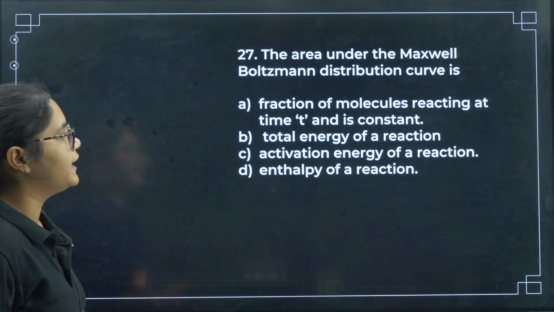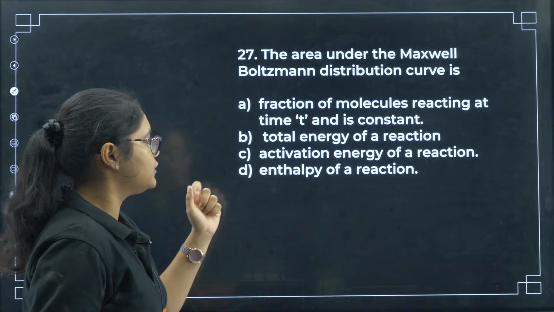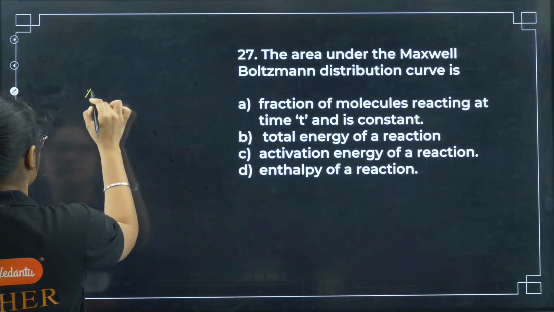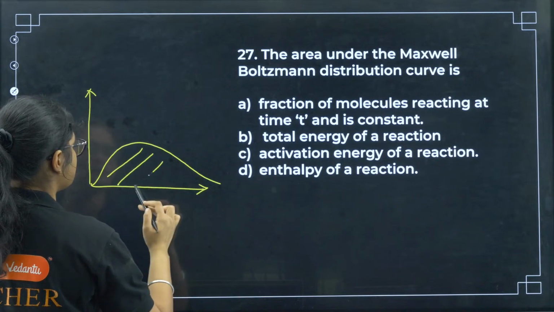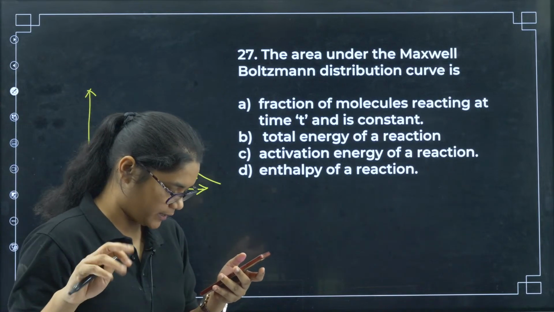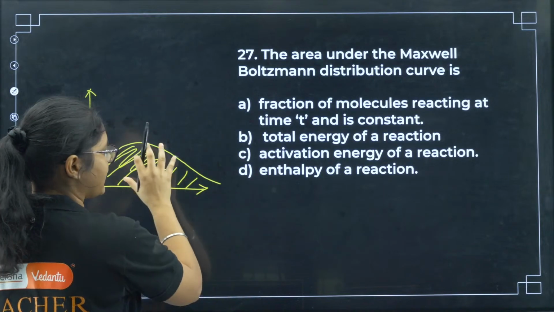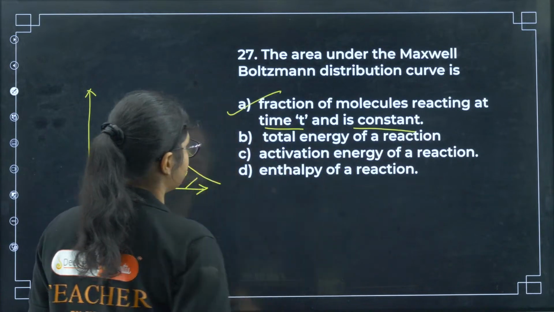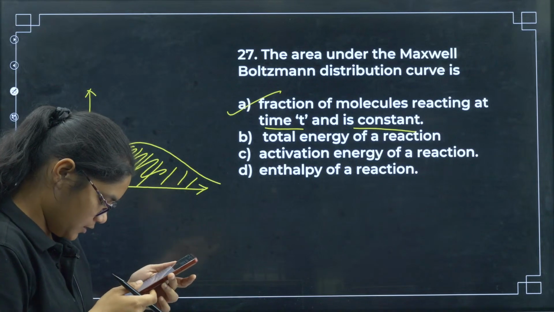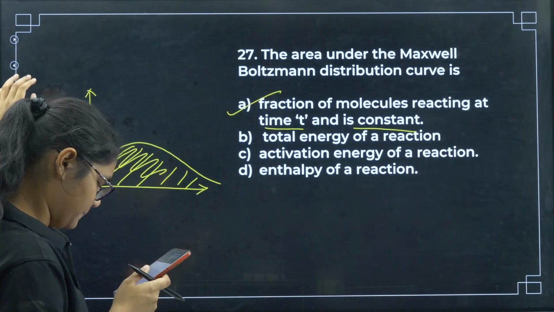Next, the area under the Maxwell-Boltzmann distribution curve is the fraction of molecules reacting at time t and is constant, the total energy of the reaction, activation energy of a reaction, or enthalpy of a reaction. Just now I drew the Boltzmann distribution curve, right? So what does this area represent? Okay, Varun will provide the PDF definitely. So here the answer will be, this graph represents the fraction of molecules reacting at time t and it is a constant value. The area under this curve represents the fraction of molecules. Okay, I hope this question is clear.